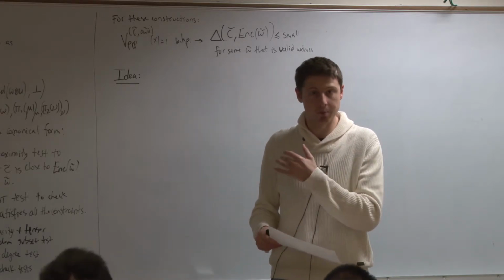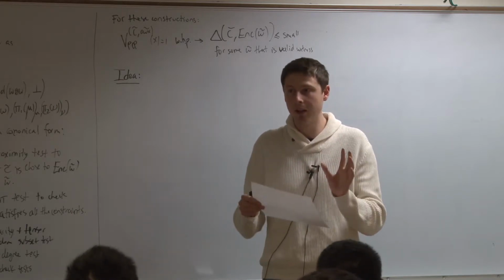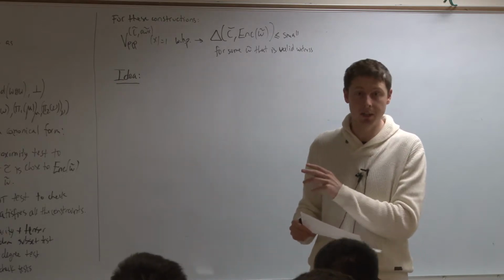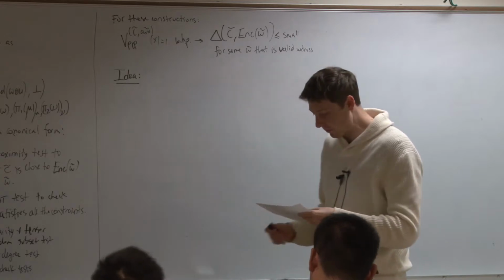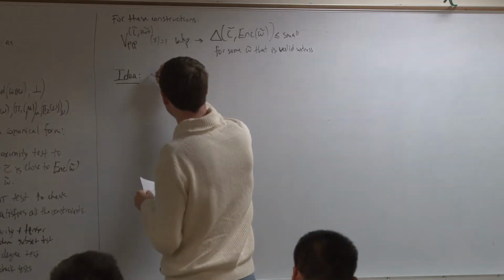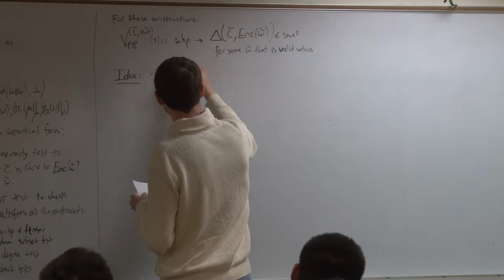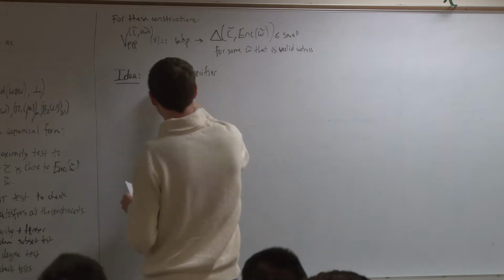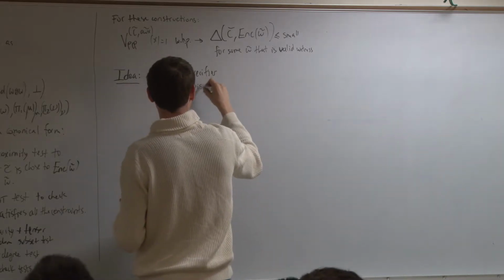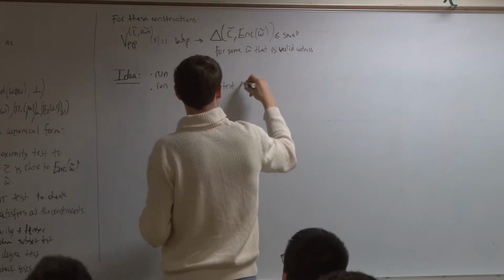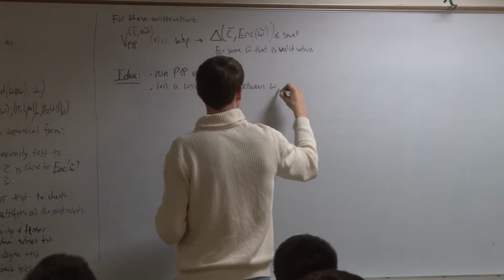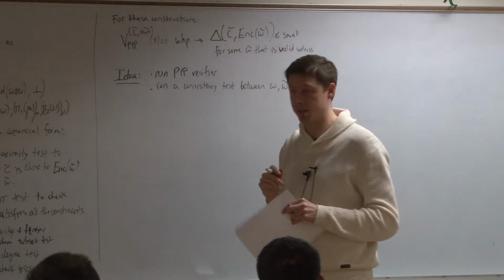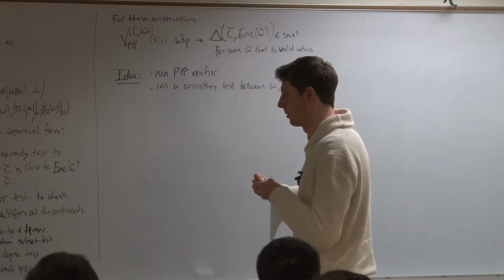And of course, we may potentially need to decode, or we may have to do other things. But at a high level, this is plausible. So let's work out a first attempt that's actually not going to work, and then we're going to fix it. The idea is to run the plain PCP verifier, and then also run a consistency test between W and W tilde, where W tilde is the encoded witness, assuming the PCP verifier has accepted with high probability.